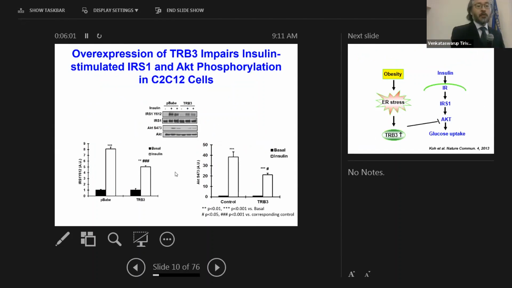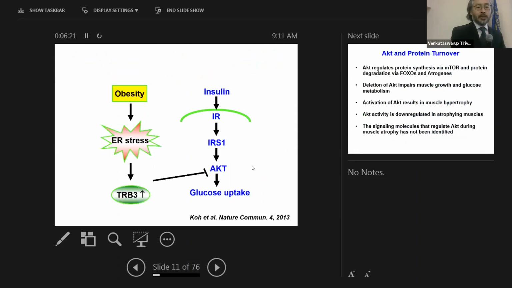We also overexpressed TRB3 in myotubes, and we saw that IRS1 phosphorylation, as well as AKT phosphorylation, was significantly impaired, meaning that TRB3 inhibits AKT activity in muscle. In that study, we concluded that TRB3 in skeletal muscle inhibits AKT and therefore suppresses glucose metabolism in mouse skeletal muscle.